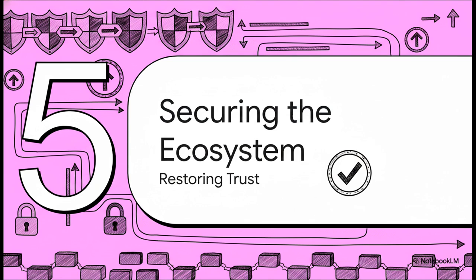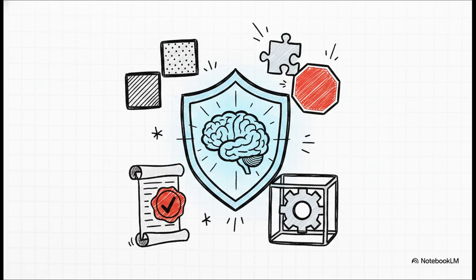Finally, Section 5, Securing the MCP Ecosystem, Restoring Trust. So how do we actually fix this? We've got this incredibly powerful protocol, but it clearly needs some robust guardrails. The researchers propose a set of really practical, actionable safeguards.